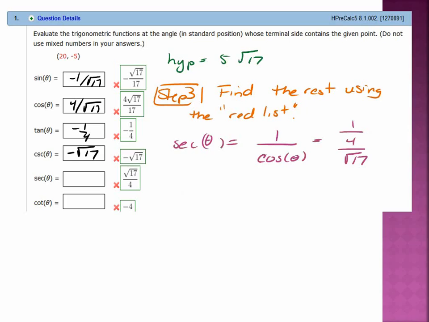All right, next, secant. 1 over cosine from the red list. Same old drill. Fraction over fraction, invert the denominator and multiply. My son was the one that said you should shout it once in a while too. Mix it up. Mumble it. Now you can use your hands, shout.